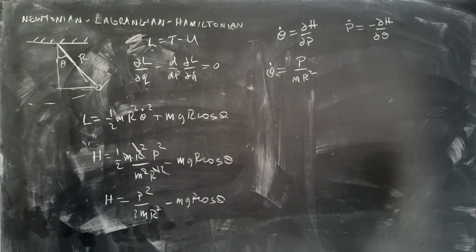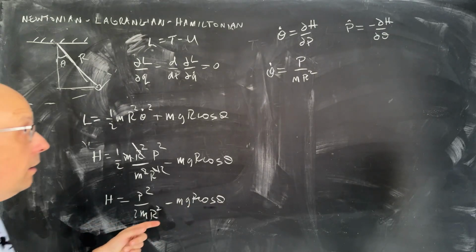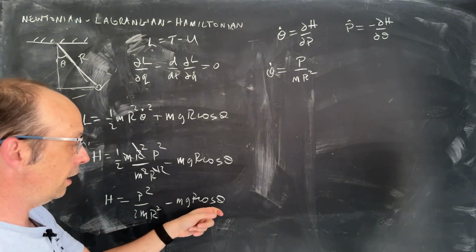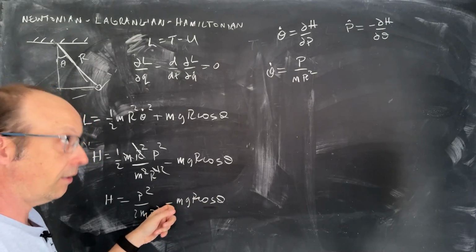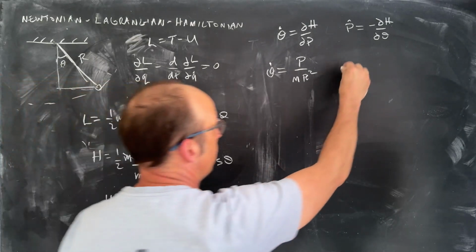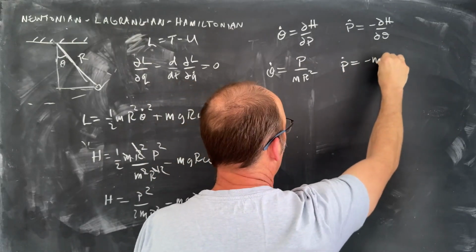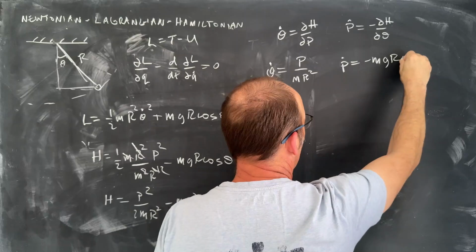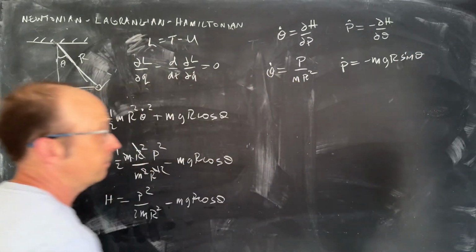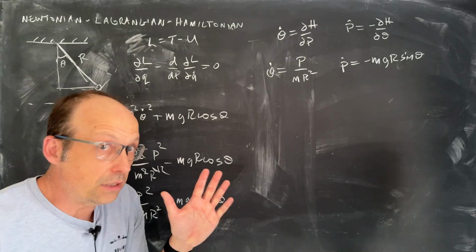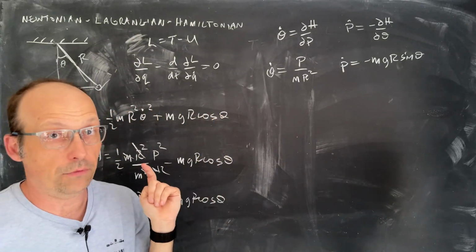And then if I take the partial of h with respect to theta, I only have this term right here. I get m g r cosine theta. Take the derivative, I get negative sine theta. I had a negative there, and then I have a negative there. So I get p dot is negative m g r sine theta. And we're actually done, and I'm going to model this, but I want to show you that this is the same solution that we had before.